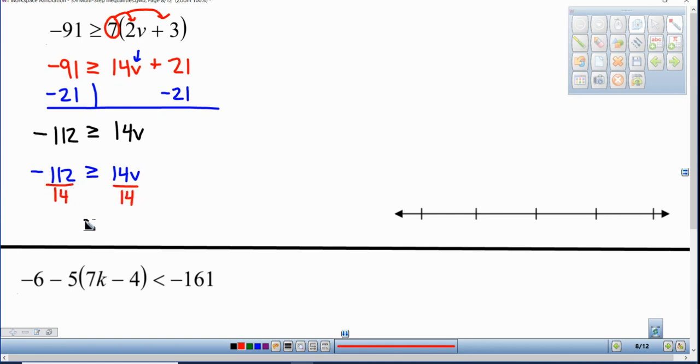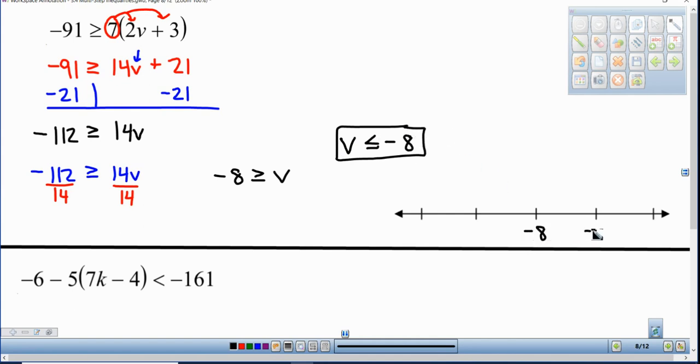A negative divided by a positive is negative. 112 divided by 14, I believe, is 8. I don't need to flip the sign, so I'm going to write it as it was. And then these 14s cancel out, leaving me with v. So we have -8 is greater than or equal to v, or in other words, v is less than or equal to -8. And that's the inequality I'm going to use to graph.